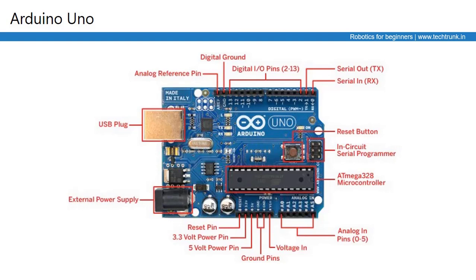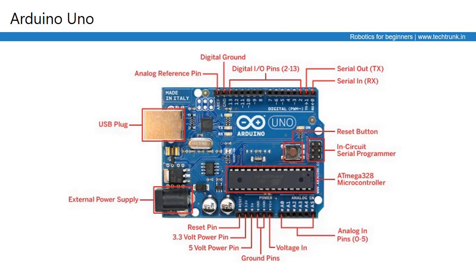Just above the analog input pins we have the power bus pins: voltage input, ground pins, 5 volt power pin, 3.3 volt power pin, and reset pin, which can be used to connect input and output devices to power them up. This is the basic idea of the Arduino Uno board, and as soon as we move on with some practicals, we'll be further exploring other properties and features of this board as well.